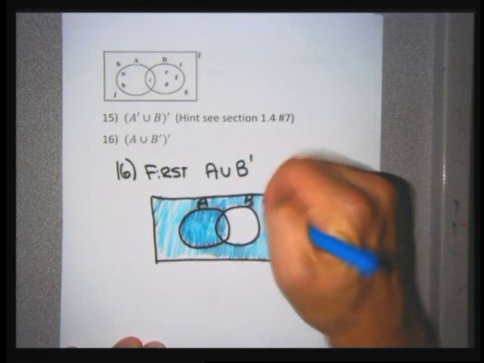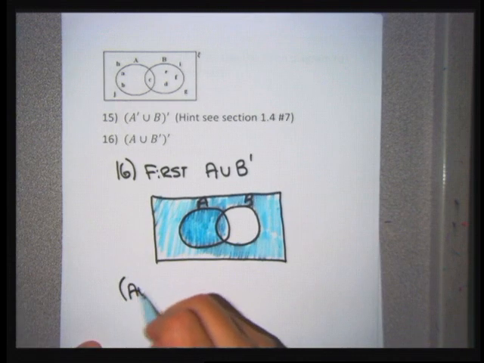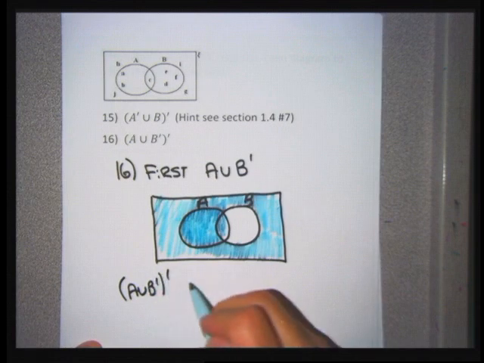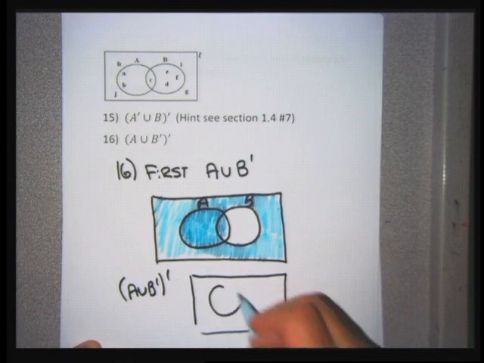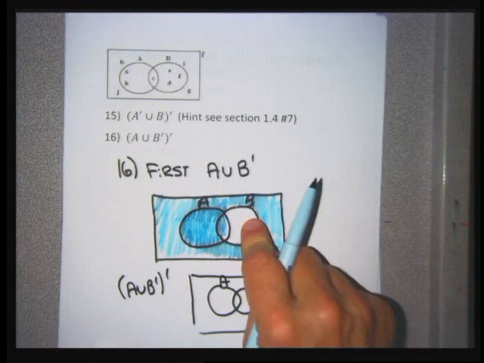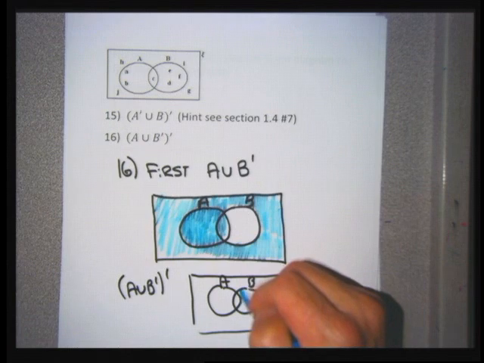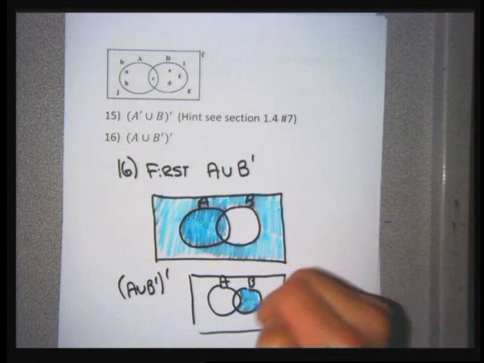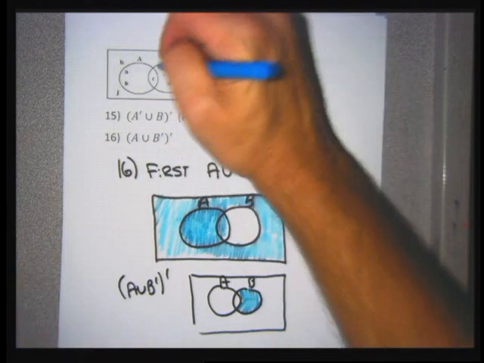So this is what the inside of the parentheses looks like. That's a drawing of A union B prime. But I'm asked to make a drawing of A union B prime prime. And to draw that, I complement the drawing that I just did. And this is actually going to be kind of easy, because when you do a complement, any area that was white becomes shaded, any area that was shaded becomes white. So A union B prime prime, it's just going to be this region right here. So I have now A union B prime prime shaded. I'm going to apply that shading to my problem.